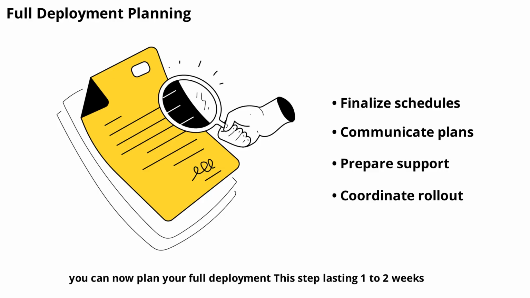This step, lasting 1 to 2 weeks, involves finalizing schedules, communicating with all users, and ensuring support resources are in place. Careful planning at this stage helps minimize disruptions and ensures a coordinated rollout across the organization.